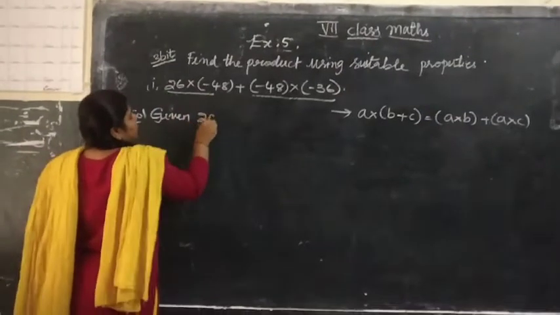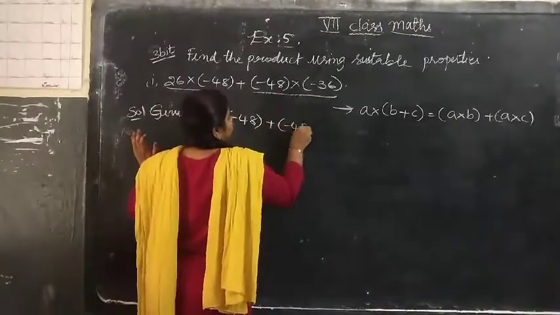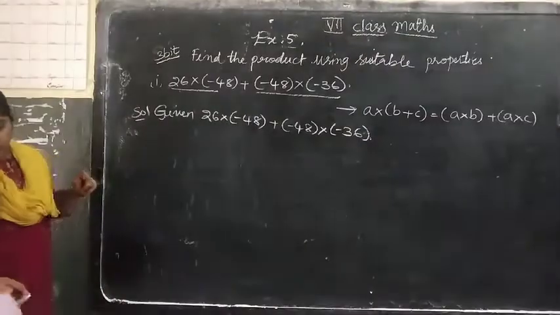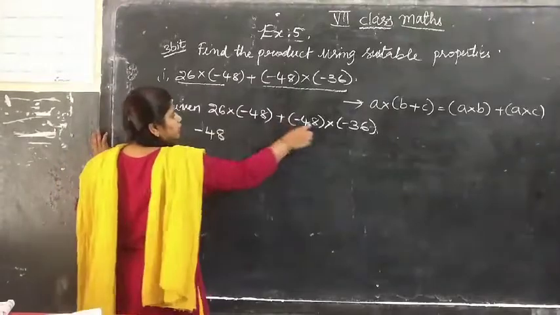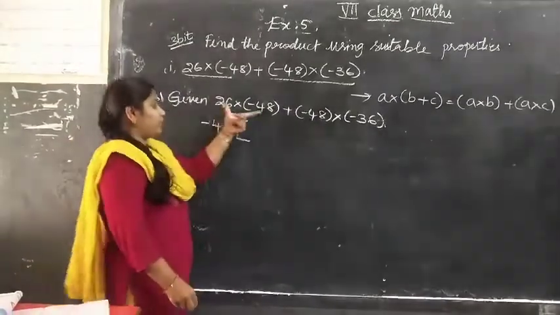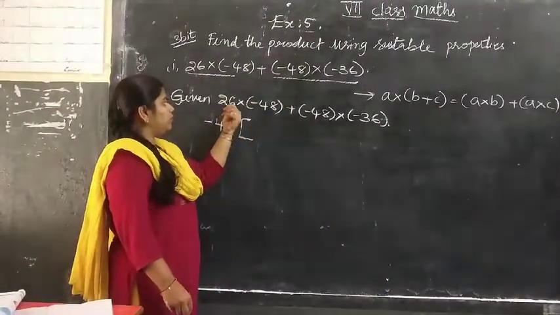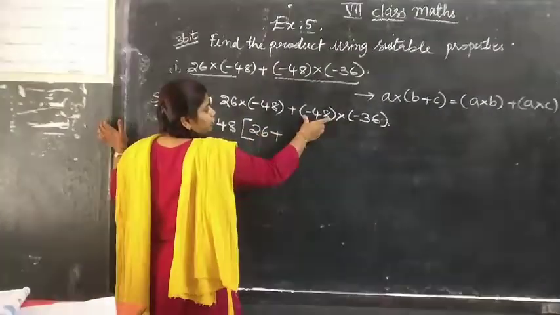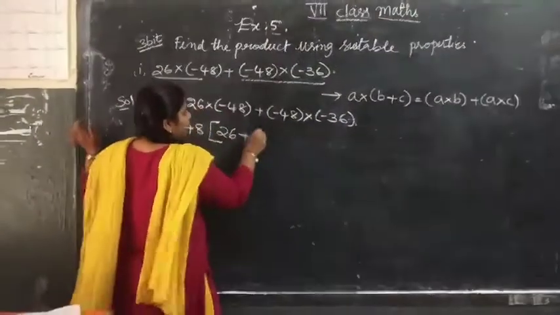So given 26 into minus 48 plus minus 48 into minus 36, which number do we have to take as common? We have to take minus 48 as common, because in two terms we are having minus 48. I am taking out minus 48 as common. So after taking out minus 48 as common, which number is remaining here? 26. Now plus, from this case also we have taken minus 48 as common. So which number is remaining? Minus 36.